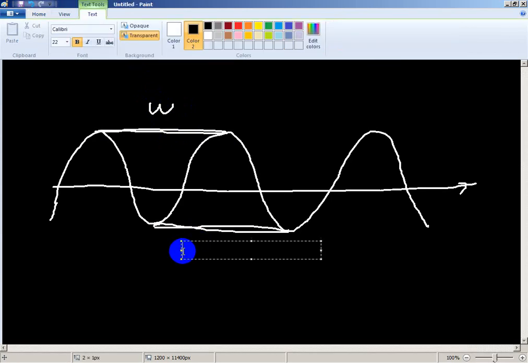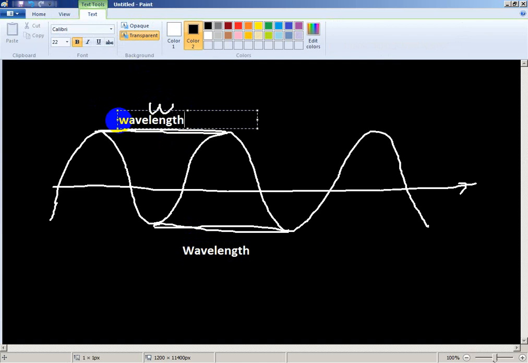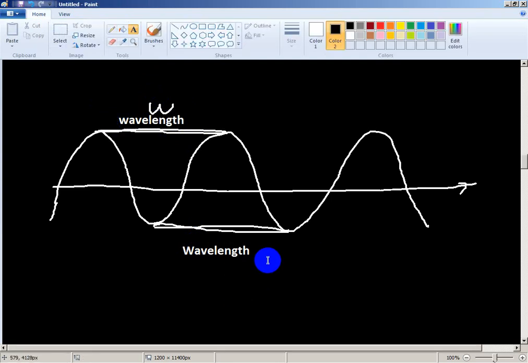Distance between two bottoms is the wavelength, or this is the wavelength. So the distance between two peaks or two bottoms in a wave is called wavelength.